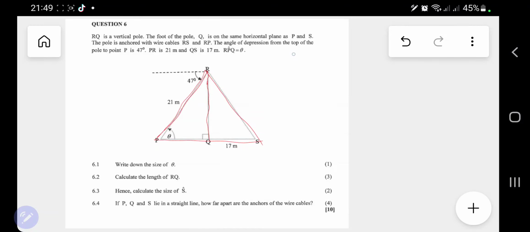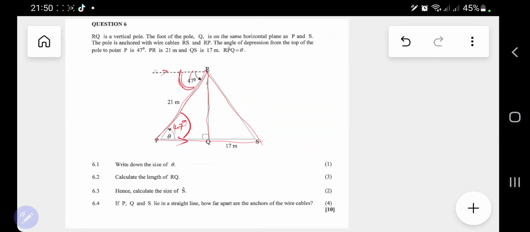The angle of depression from the top of the pole to point P is 47 degrees. If you've got 47 degrees here, it means the theta here will also be 47 degrees. The reason will be alternating angles, because this line and that line are parallel.